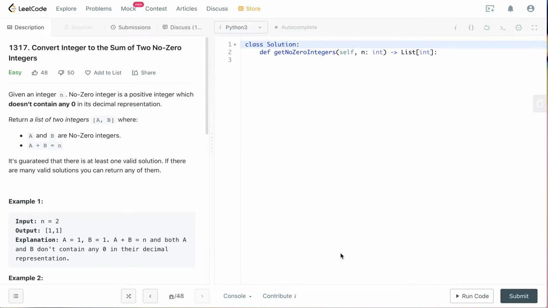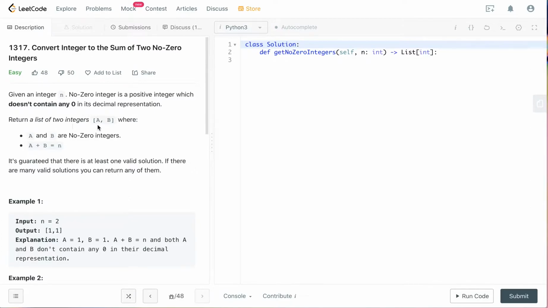Hey, how's it going? Today we are going to go over the convert integer to the sum of two non-zero integers question in Python. It's given an integer n. A non-zero integer is a positive integer which doesn't contain any zero in its decimal representation.